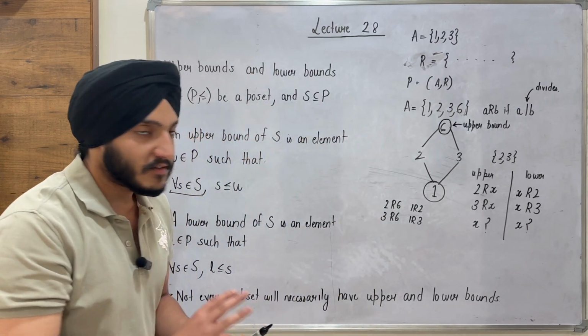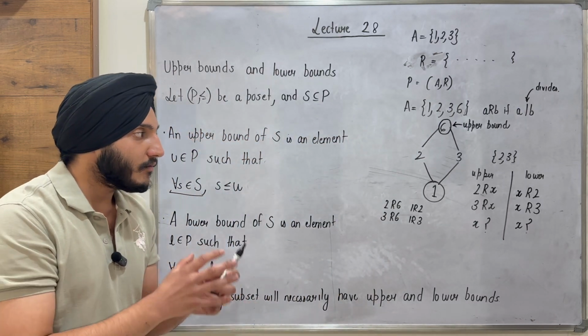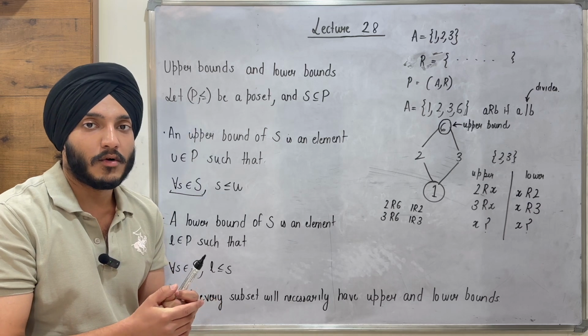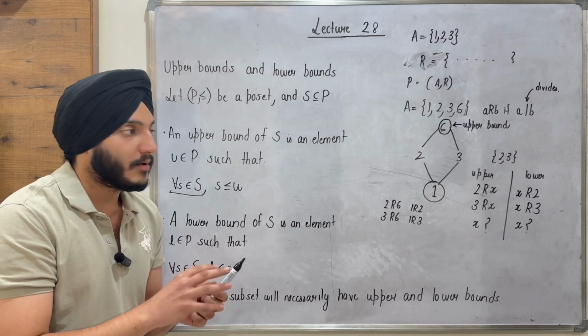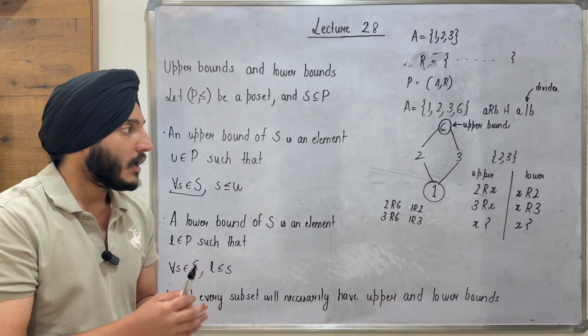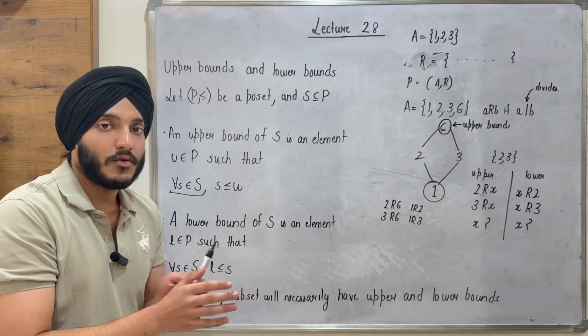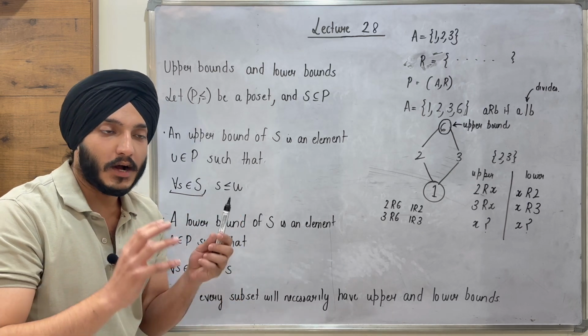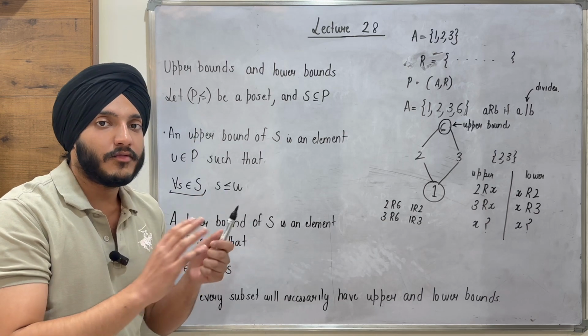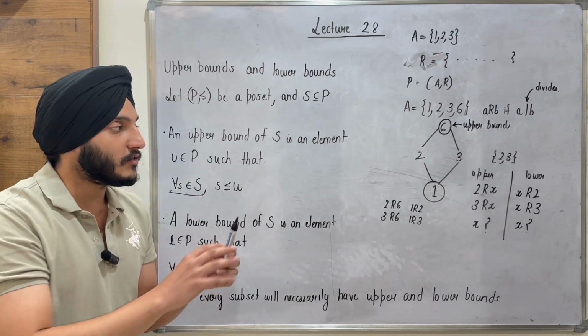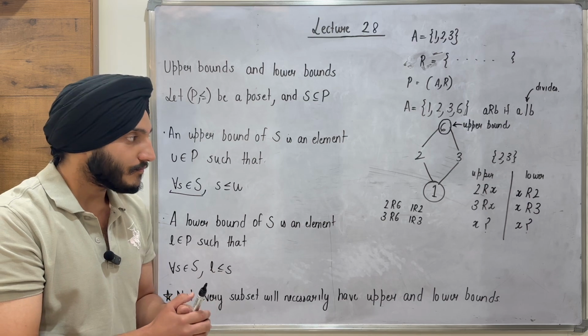But my personal suggestion would be, if you have this kind of question, trying to figure out maximum, minimum, upper bounds, lower bounds, etc., that you draw the Hasse diagram, and then try to figure it out using that Hasse diagram, because it makes things a lot more clear.